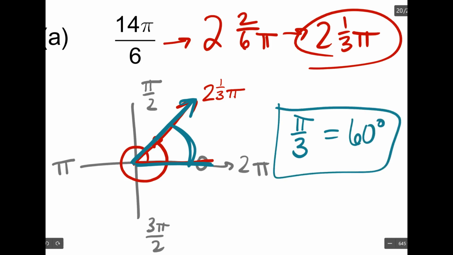Hint, hint, literally I'm only giving you 45, 30, 60, 90. Those are the only angles you will have for reference because those are their special triangles. Okay, how did I know it's pi over 3?